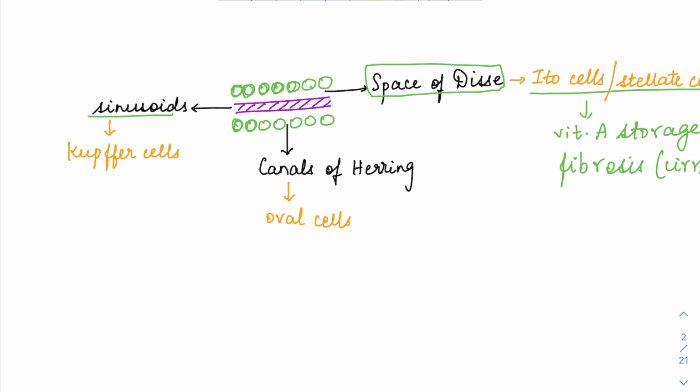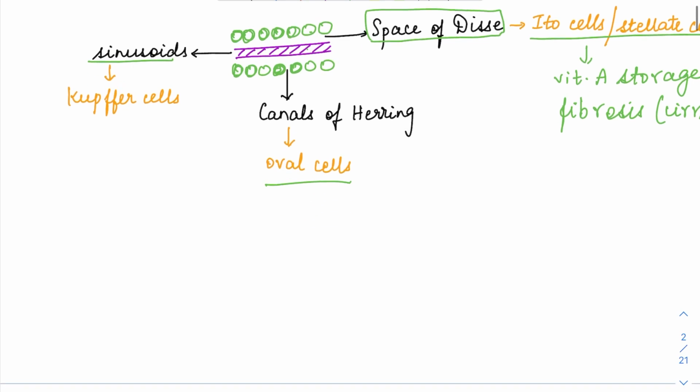And there is another type of cell called oval cells, and these oval cells are present in the canals of Hering. The canals of Hering are the ones which are present in between two hepatocytes. Between two hepatocytes, there is going to be a small canal which is called the canal of Hering, which has these oval cells. Oval cells are nothing but stem cells of the liver. Post any damage, repair of the liver is done by the stem cells.